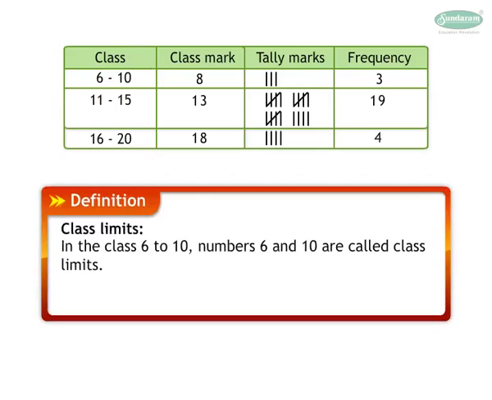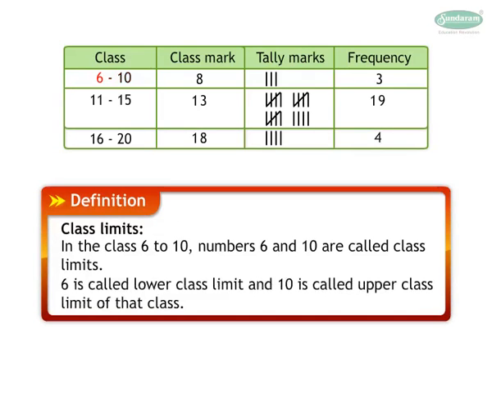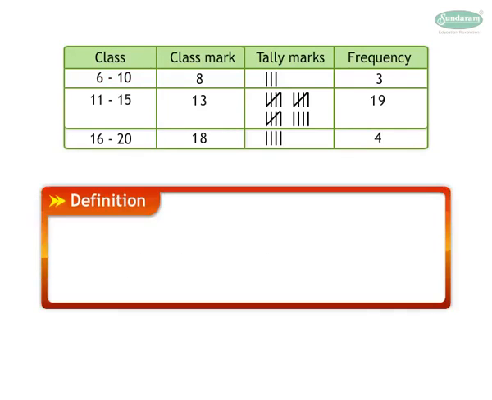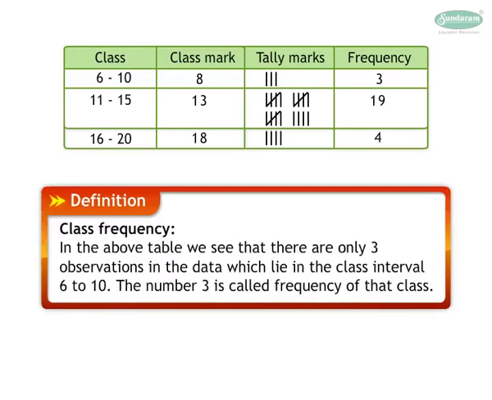In the class 6 to 10, numbers 6 and 10 are called class limits. 6 is called lower class limit and 10 is called upper class limit of that class. Class frequency. In the above table, we see that there are only 3 observations in the data which lie in the class interval 6 to 10. The number 3 is called frequency of that class.